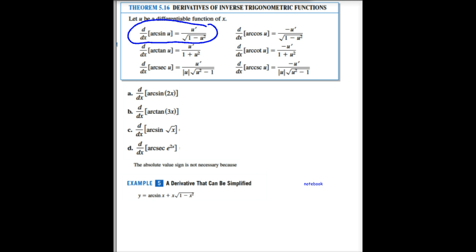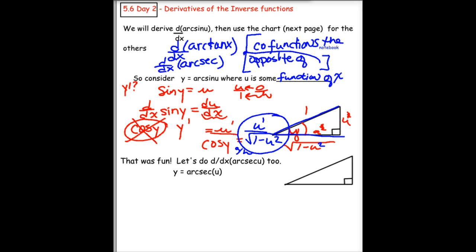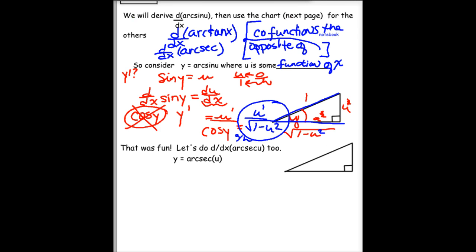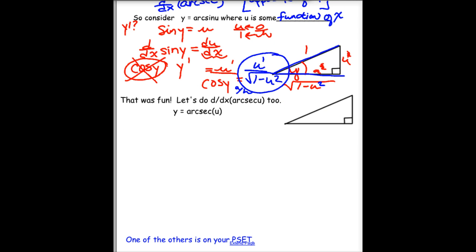I don't like you to just memorize things. So we're going to derive one more, and then I'll leave the arctan one for you to do on the problem set. So in a similar fashion, because that was so much fun, we're going to take the derivative of arc secant u similarly. So I'm going to start off by taking secant of both sides.